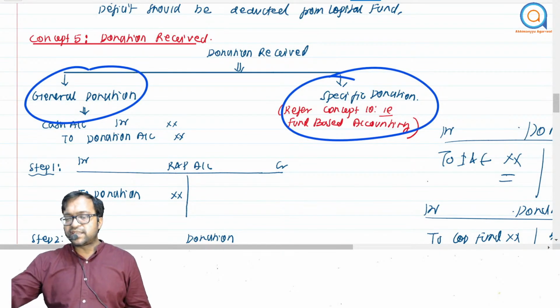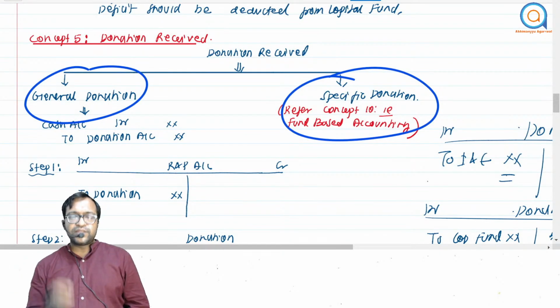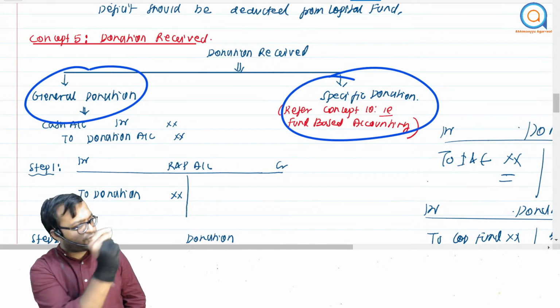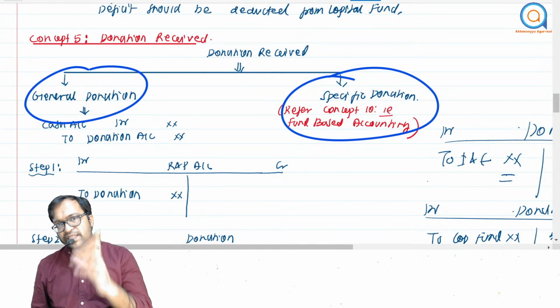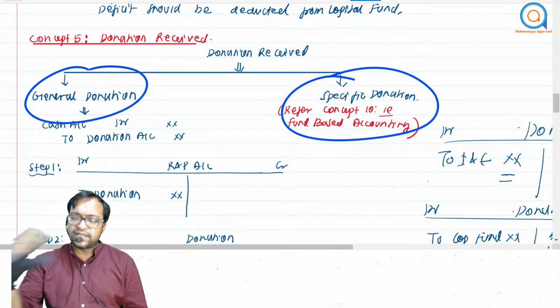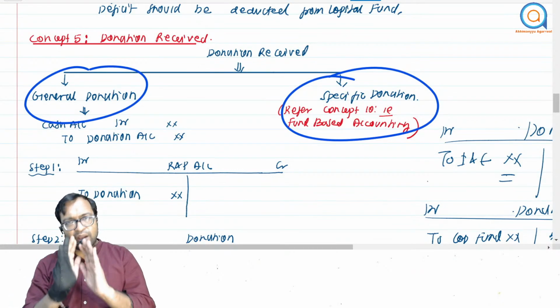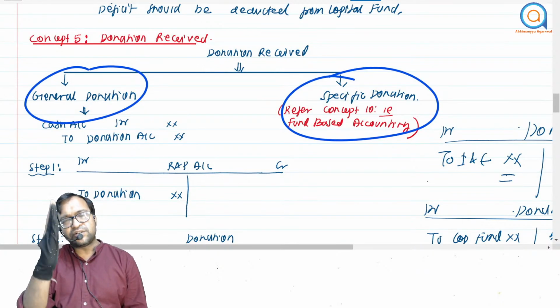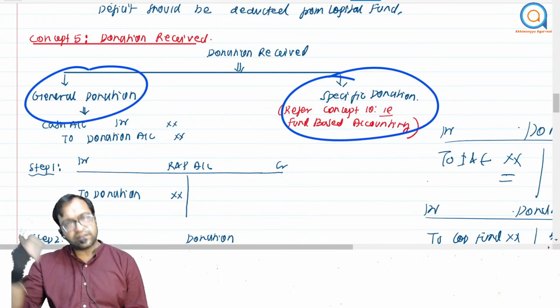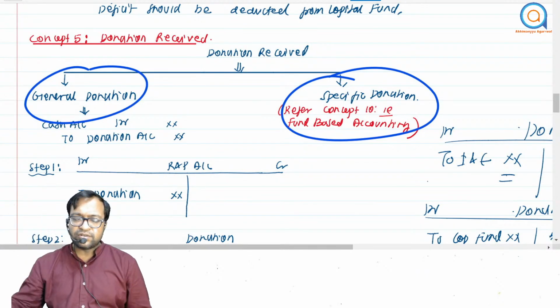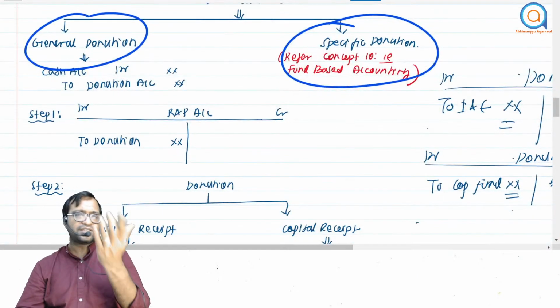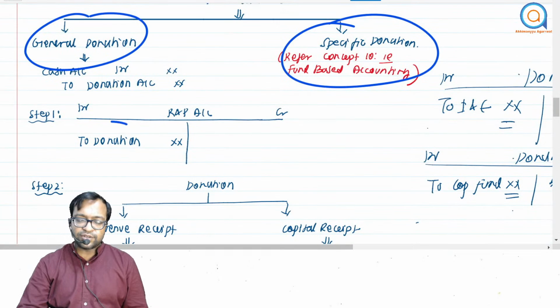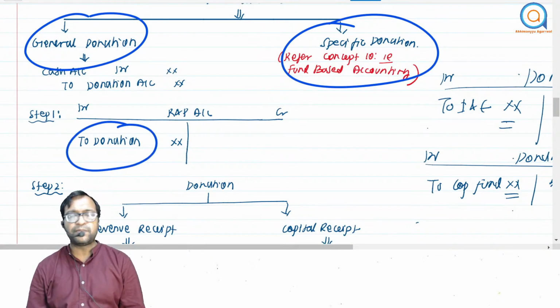So when somebody is giving the NPO donation with a direction, use this money for this purpose only, then that is a specific donation. But if the donation is received without any specific direction, then that is a general donation. Specific donation ke liye we use fund based accounting. I will discuss later on. General donation, when you receive, the entry is cash account debit to donation, so first you should record on the receipt side of receipts and payment.